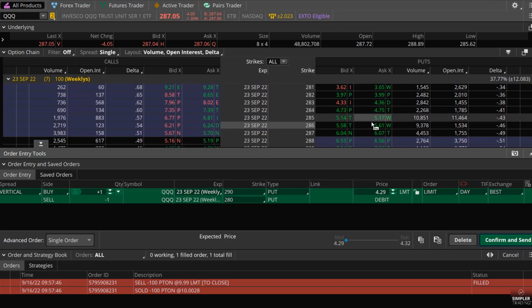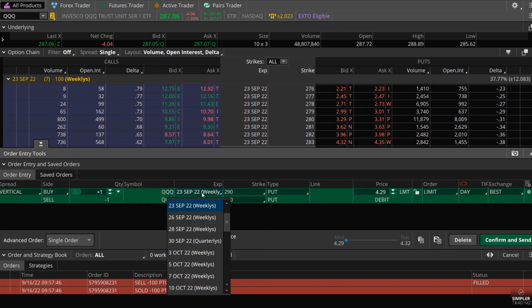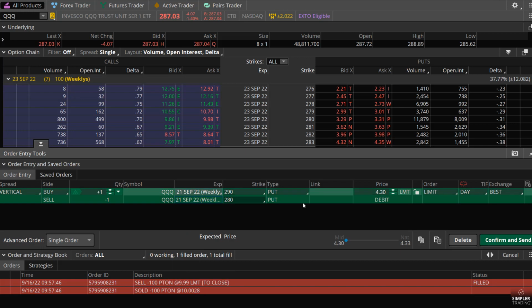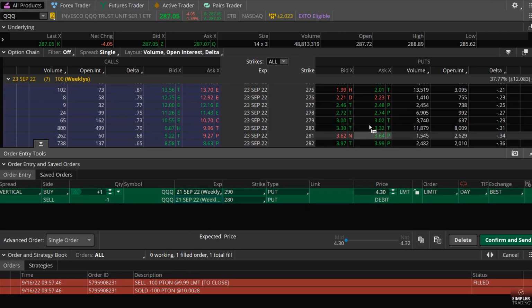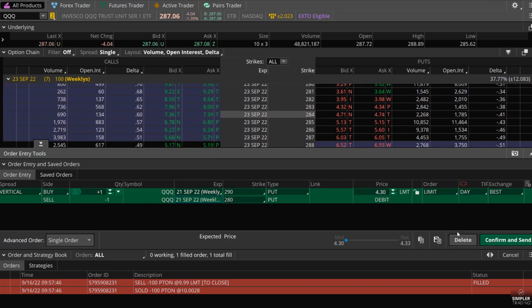So that person trying to target 280 could either do it by September 23rd, or if you move your date down a little bit, let's do September 21st. It's going to be $4.31, pretty much the same. Okay, so that is how I would look at setting it up.